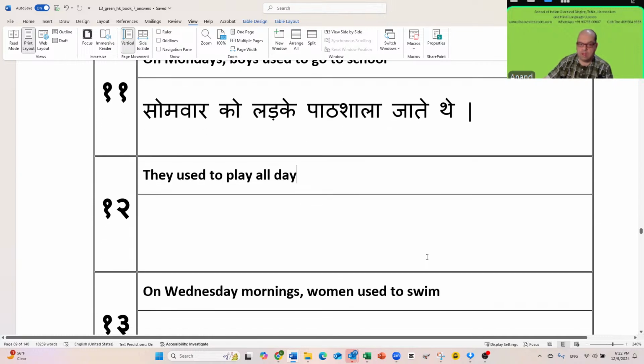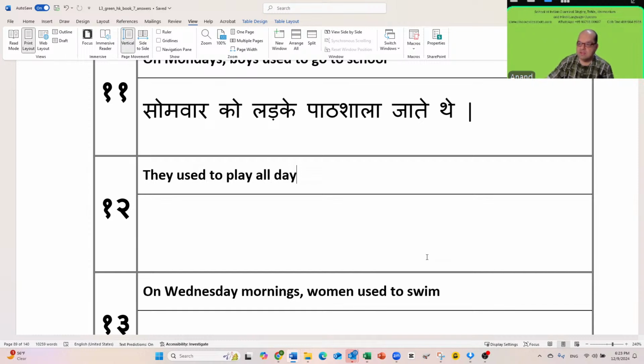Okay. Prahlad, next sentence. They used to play all day. वो पूरे दिन खेलते थे. Is that right, Ishan? They used to play all day. I think he said वो पूरे दिन. It should be वो पूरा दिन खेलते. Okay, पूरा दिन. वो पूरा दिन खेलते थे.